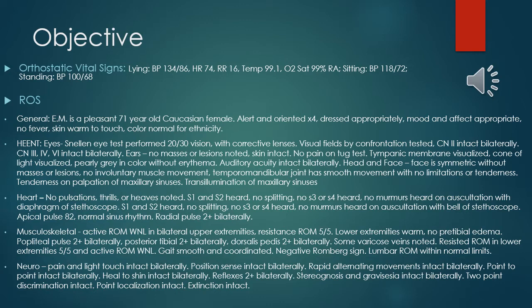Eyes. Snellen eye test performed, 20 out of 30 vision with corrective lenses. Visual fields by confrontation tested, cranial nerve 2 intact bilaterally, cranial nerves 3, 4, and 6 intact bilaterally.